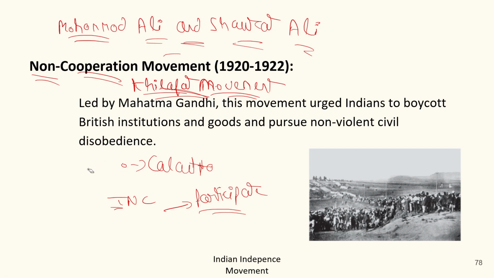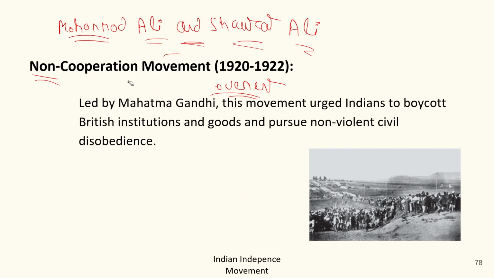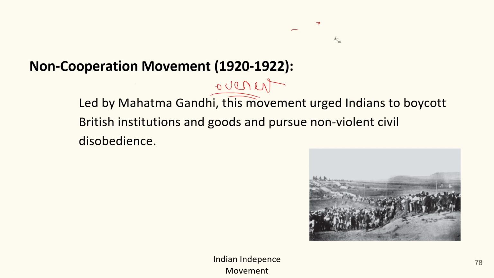So, what were the basic demands of the non-cooperation movement? Let's have a look over them. It was started by Muhammad Ali and Shaukat Ali in the name of the Khilafat movement against the British Empire, for capturing the Khalifa. Later in 1920, in the Kolkata session, the Indian National Congress also decided to participate with the name of non-cooperation movement. Their demand was to boycott British services.